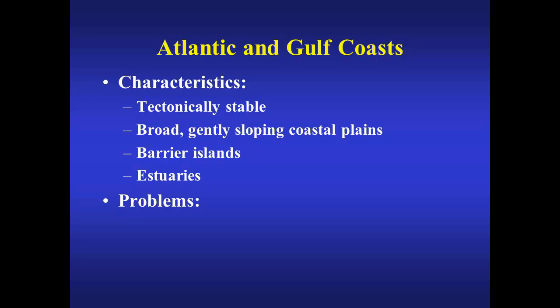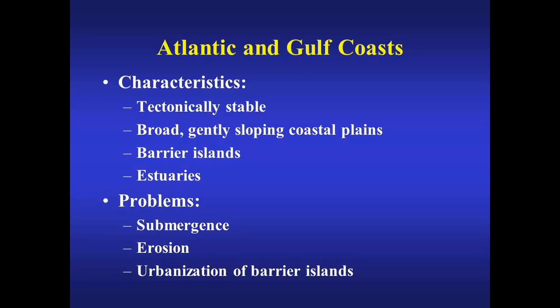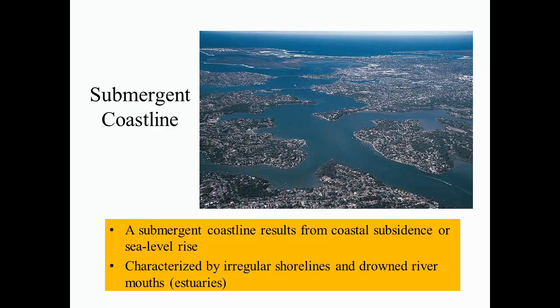And some may even have what are called estuaries, which are basically drowned river valleys along those portions undergoing submergence. Problems along these coastal areas include overall coastal submergence, erosion, and also urbanization of barrier islands, which would then require the construction of artificial barriers to keep the barrier islands themselves from gradually eroding away. And we'll take a look at some of the attempts to try to alleviate coastal erosion a little bit further on.